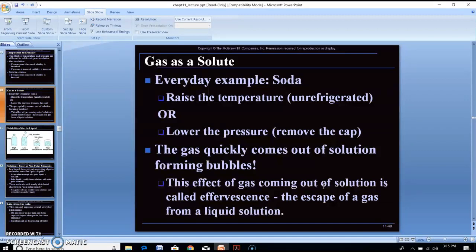So with the raised temperature, which would be unrefrigerated, or the lower pressure, which is removing the cap, the gas quickly comes out of the solution forming bubbles. This effect of gas coming out of the solution is called effervescence. Effervescence: the escape of gas from a liquid solution.